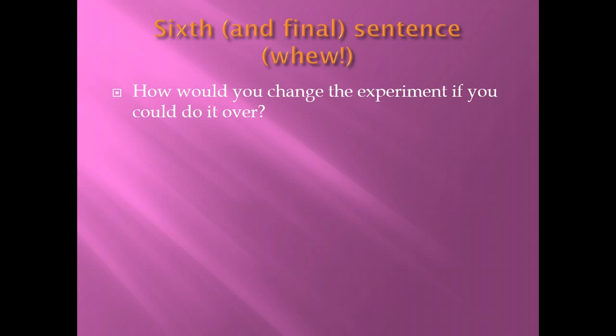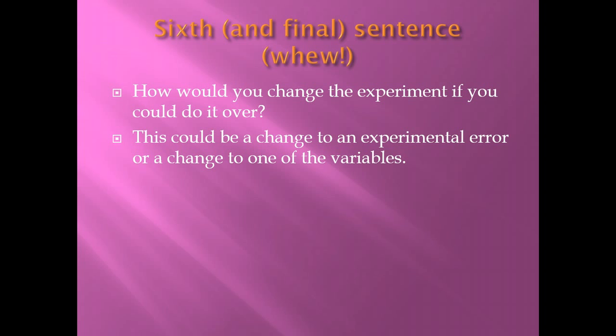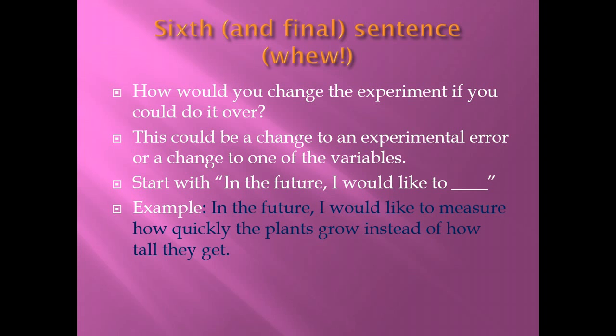And the sixth and final sentence, I know it was a long one, is where you talk about how you would change the experiment if you could do it again, if you could do it over. You could talk about a change to an experimental error, or you could talk about changing one of the variables that you tested. Start with, in the future, I would like to blank. So my example sentence says, in the future, I would like to measure how quickly the plants grow instead of how tall they get.